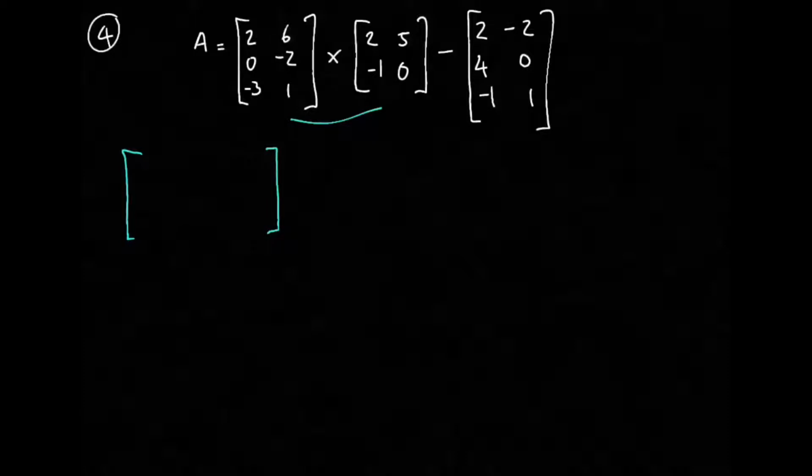So we're looking at the first row and the first column. So we've got 2 times 2 minus 6 times 1 because of this negative. So 2 times 2 minus 6 times 1, or you could say plus 6 times negative 1. And then we've got working with the same first row but now with the second column. So we got 2 times 5 plus 6 times 0.